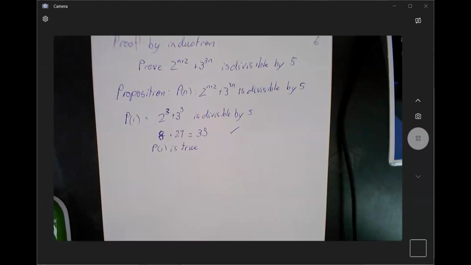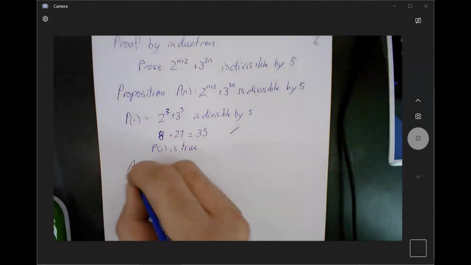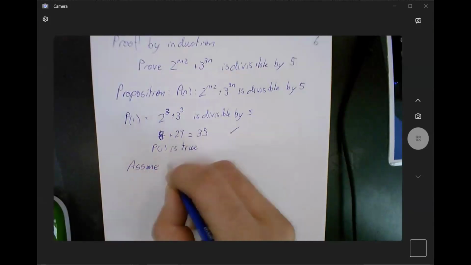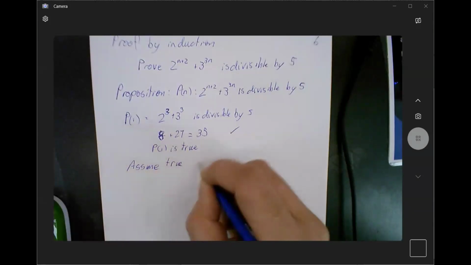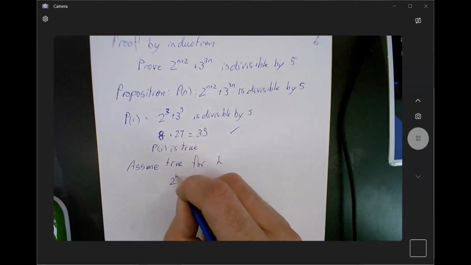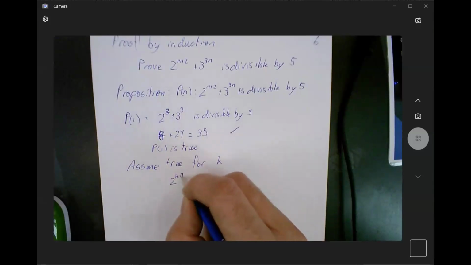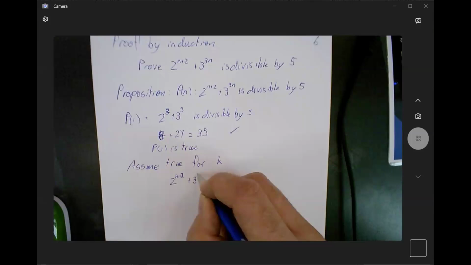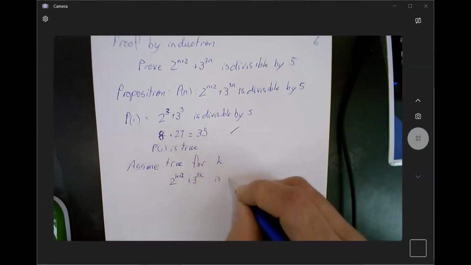So the plan is, at the moment in my head I have a vague idea what this is going to look like, but I don't know yet. There are a couple of things I do to help myself. The plan is we're going to assume it's true for PK. So we assume it's true for K: 2 to the K plus 2, plus 3 to the 3K, is divisible by 5.